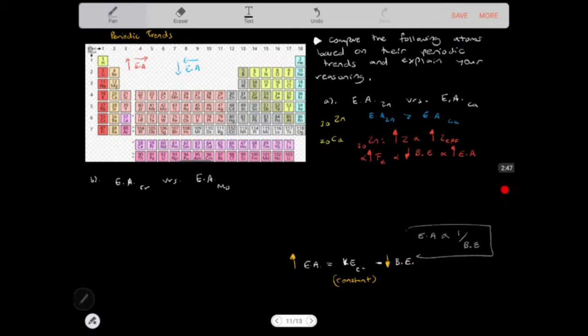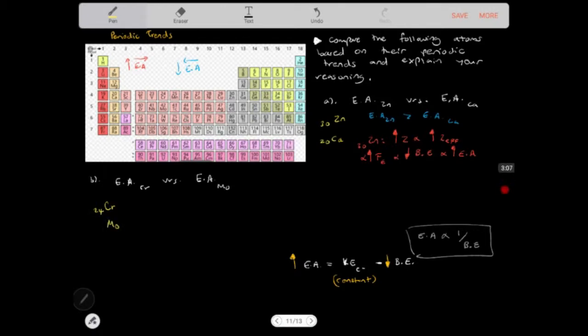Okay, so this is what we kind of went over last time, and that's the idea behind why the electron affinity of zinc is greater than calcium. Now let's take a look at the electron affinity of chromium versus molybdenum. So chromium has an atomic number of 24.